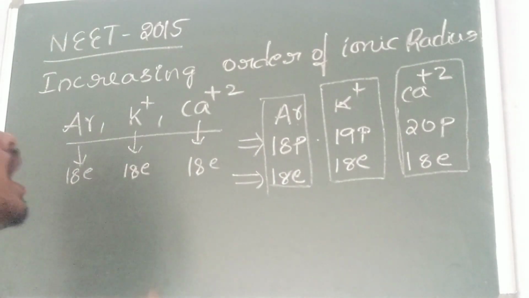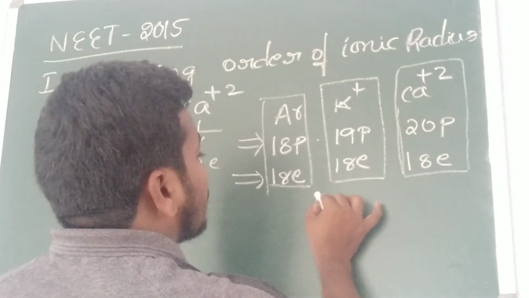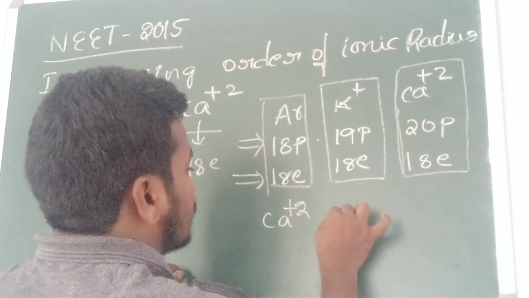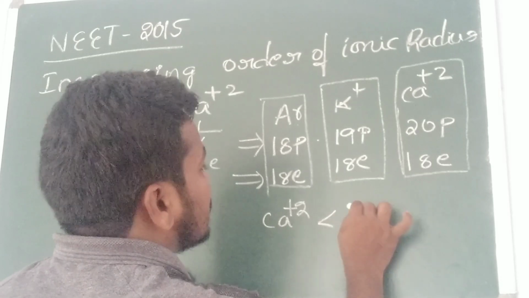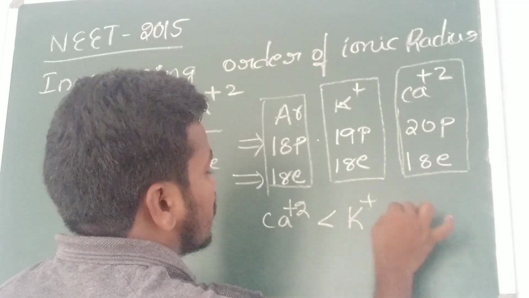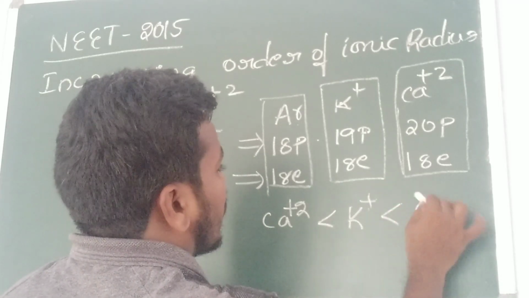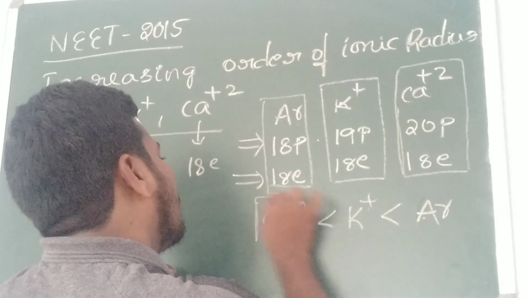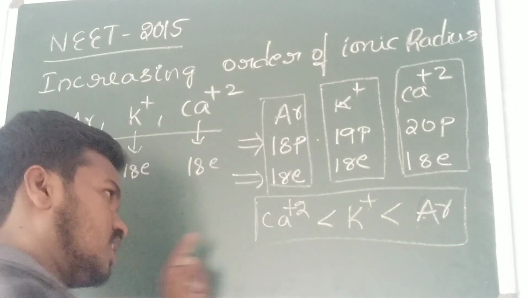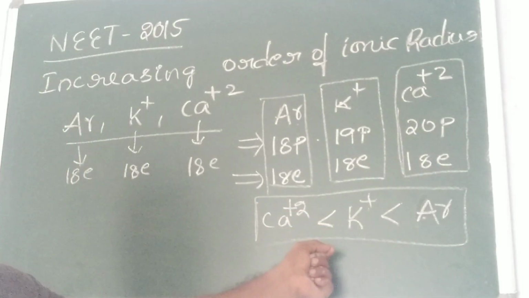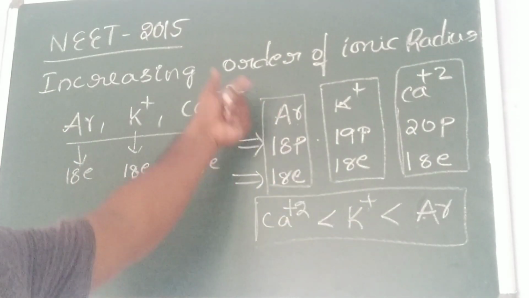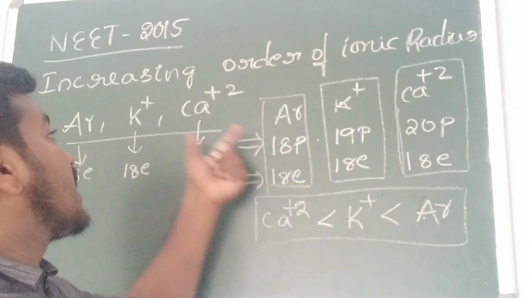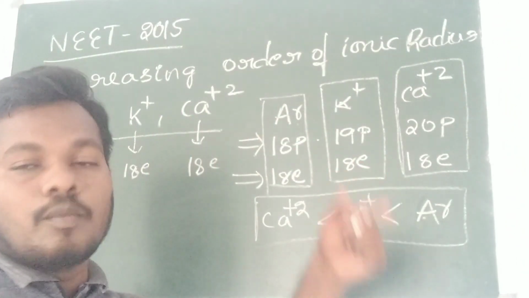So the increasing order of the ionic radius you can write is Ca plus 2, with the more positive charge and minimum radius, followed by K plus, and followed by argon, the neutral atom. So this is the increasing order of the ionic radius. This question was asked in NEET 2015.